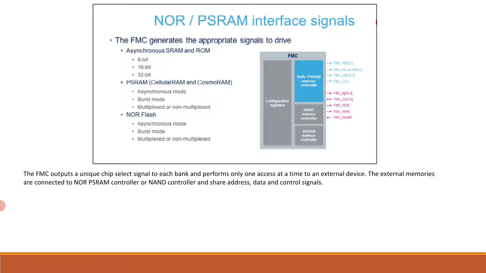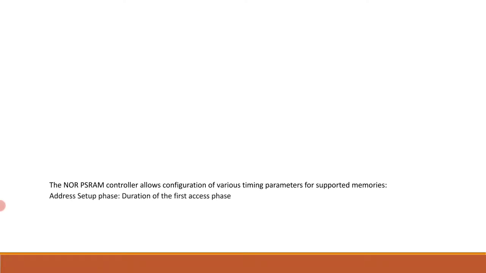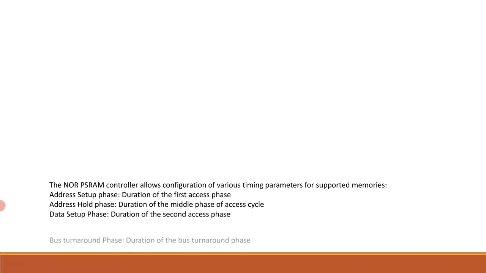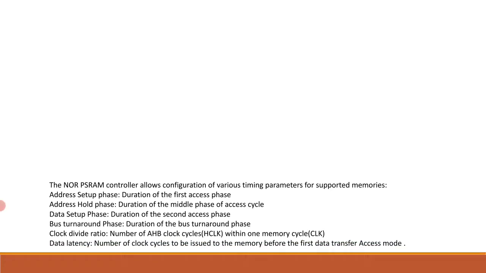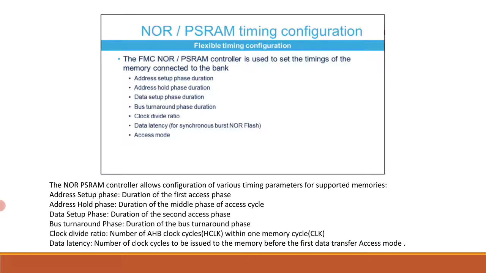Okay, next we can move on to the timing configuration. The NOR PSRAM controller allows configuration of various timing parameters for supported memories: address setup phase, address hold phase, data setup phase, bus turnaround phase, clock divide ratio, which is the number of AHB cycles, HCLK, within one memory cycle, that is CLK, and data latency, the number of clock cycles to be issued to the memory before the first data transfer, and access mode.